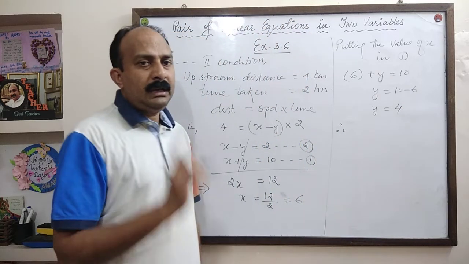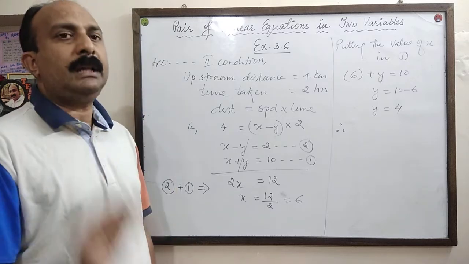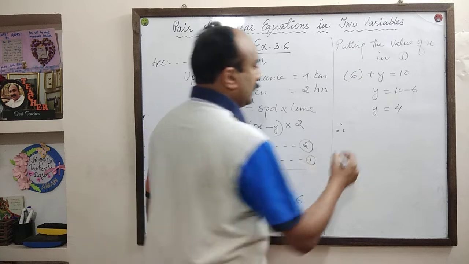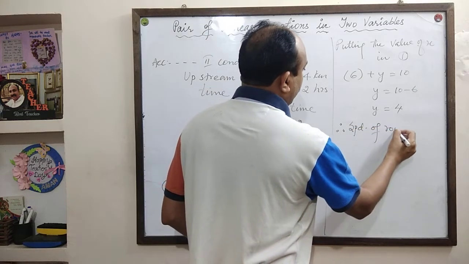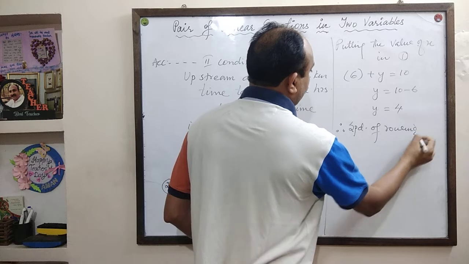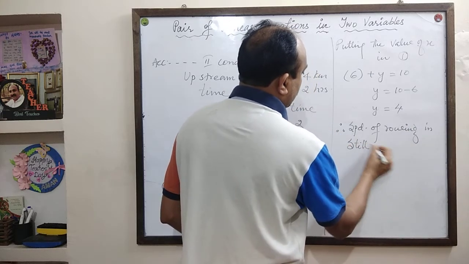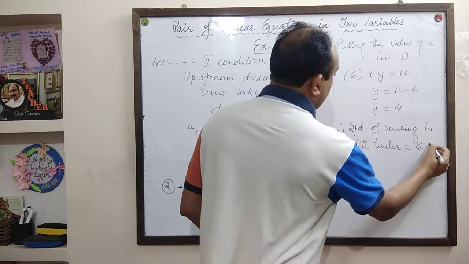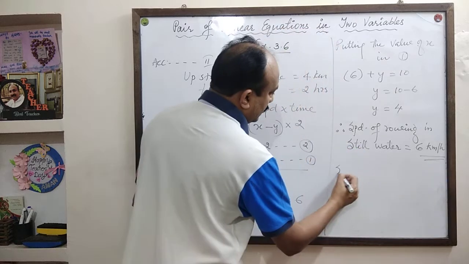Now, after each word problem, you have to write the final answer in a statement with the required unit. So what is x? Speed in still water. Therefore, speed of rowing in still water is equal to 6 kilometer per hour. This is the first answer.